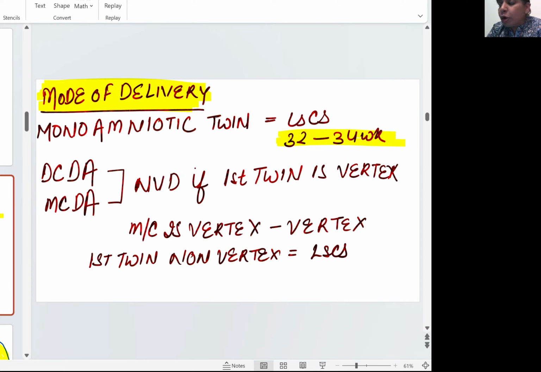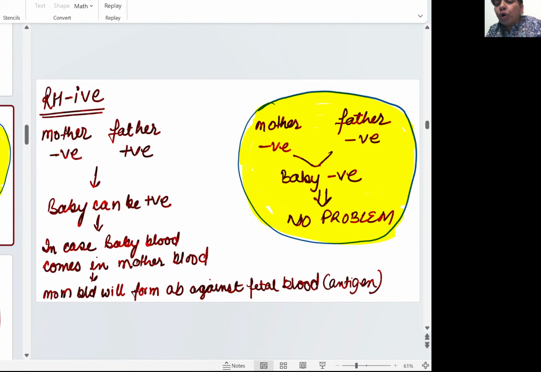Okay, which is the most common presentation? Vertex. Which is the most common presentation? Vertex. Twins is over. Let us go to RH negative now. Okay, many questions are not asked in RH negative, but still concepts should be clear, so we are doing it.